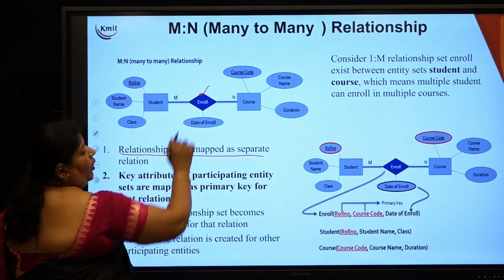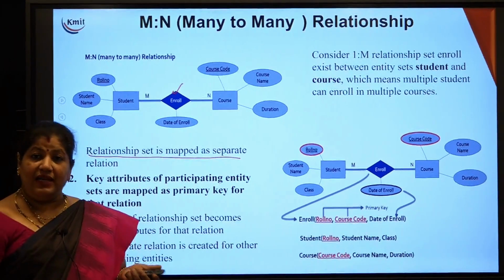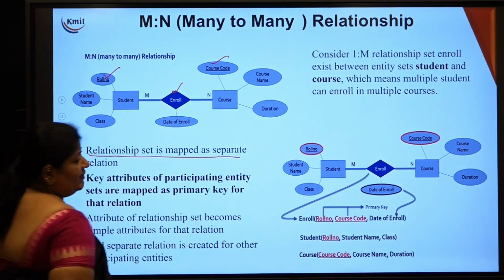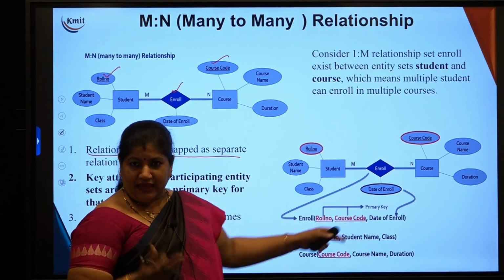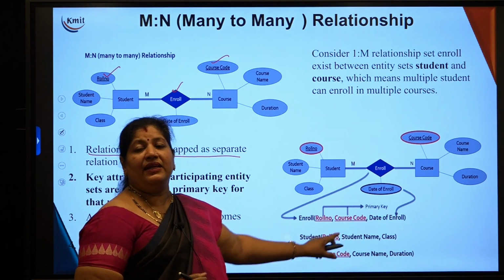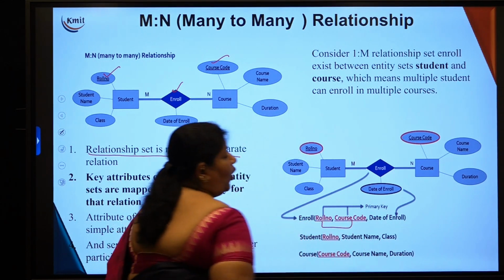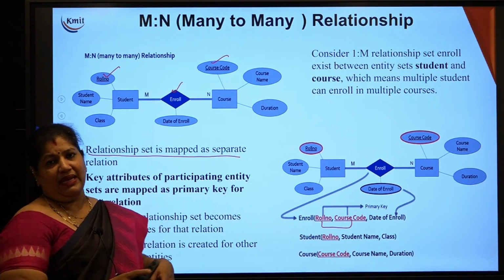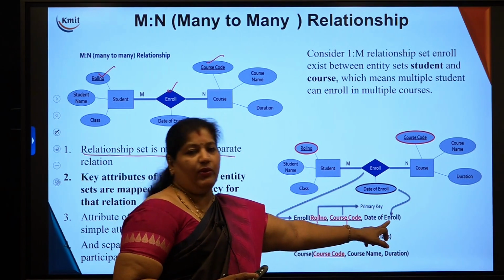So, we are going to have one additional relation called enroll. Now, as we discussed earlier, the primary keys of the participating entities will become the attributes in that relationship set. In the relationship set mapped into a table, the primary keys of the participating entities will become the attributes, and they together make a composite primary key.